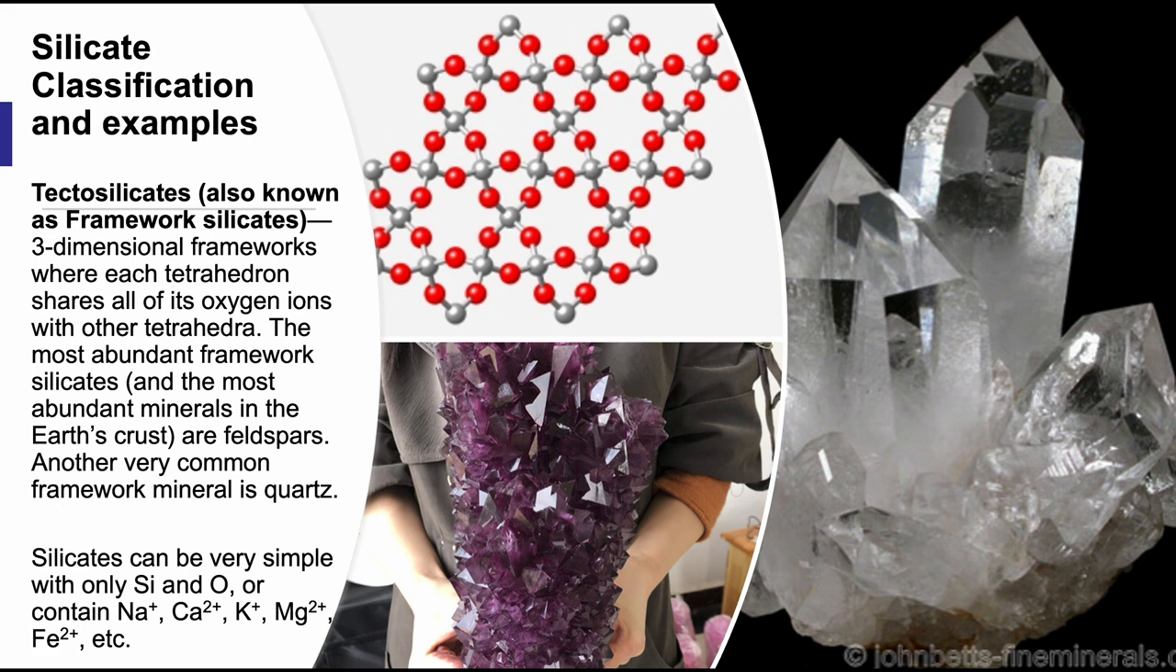These silicates can be very simple with only silicon and oxygen, or you can sprinkle in some sodium, calcium, potassium, magnesium, iron, etc. We saw in the case of amethyst, a tiny amount of iron can produce a dramatic change in the appearance of the crystal, the appearance of the mineral. The basic chemistry is very much the same in the purple variety versus the clear variety. Again, it's just a tiny amount of iron that gets emplaced by radiation.